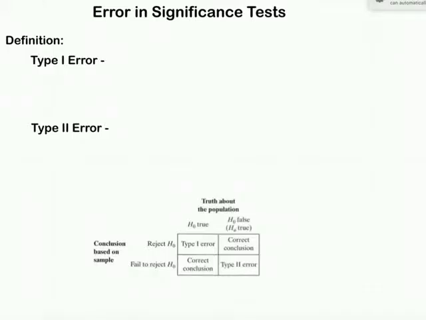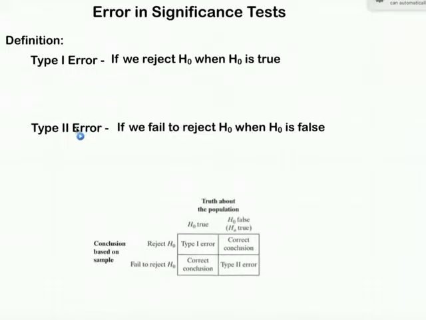So next we're going to talk about error in significance tests. So you have two types of error. You have type 1 and you have type 2. So type 1 is if we reject the null hypothesis when the null hypothesis is true, and type 2 error is if we fail to reject the null hypothesis when the null hypothesis is false.